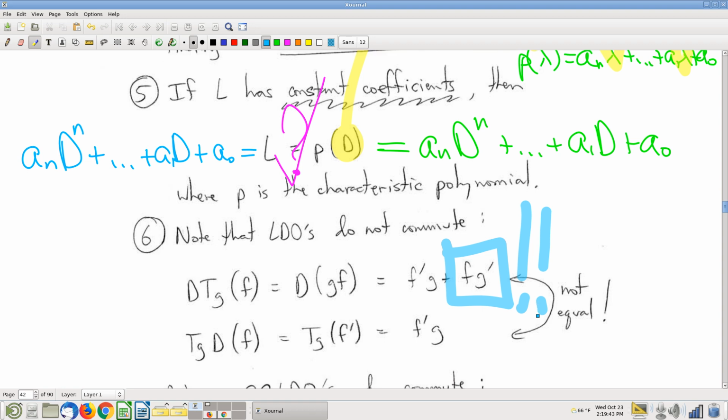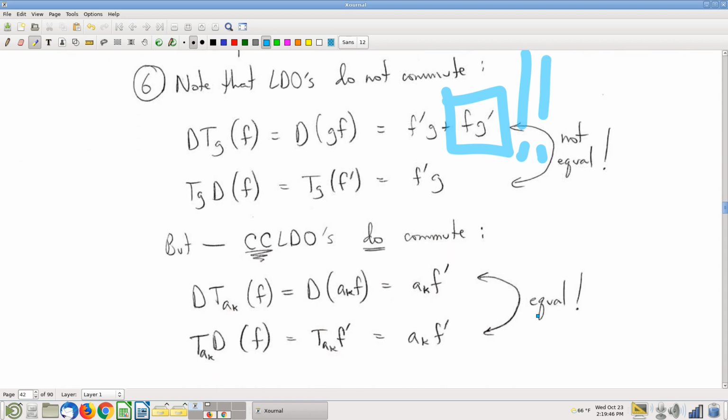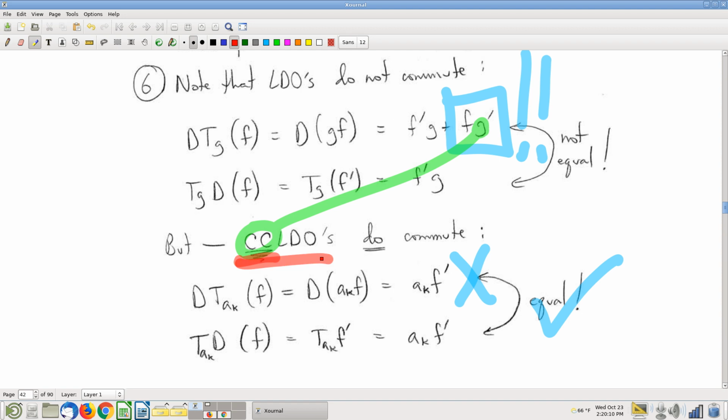Well, now I make the innocent observation that, if I had constant coefficients, if g were constant, that derivative would be 0, and that term that is a problem isn't there at all. And now these are equal. And therefore, in this special case where I have constant coefficient linear differential operators, these two things are equal. They do commute. Right? So that's really nice. So not only at this point do we have an algebra of linear transformations, but we have an even better algebra. We have a commutative algebra of linear transformations.